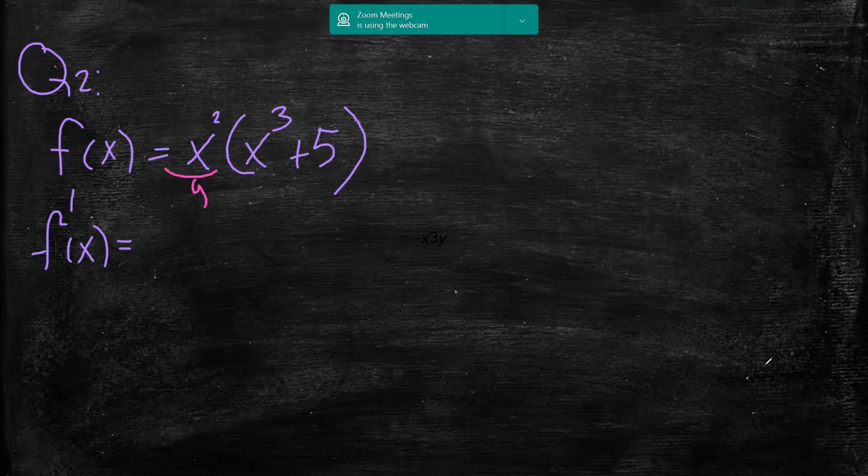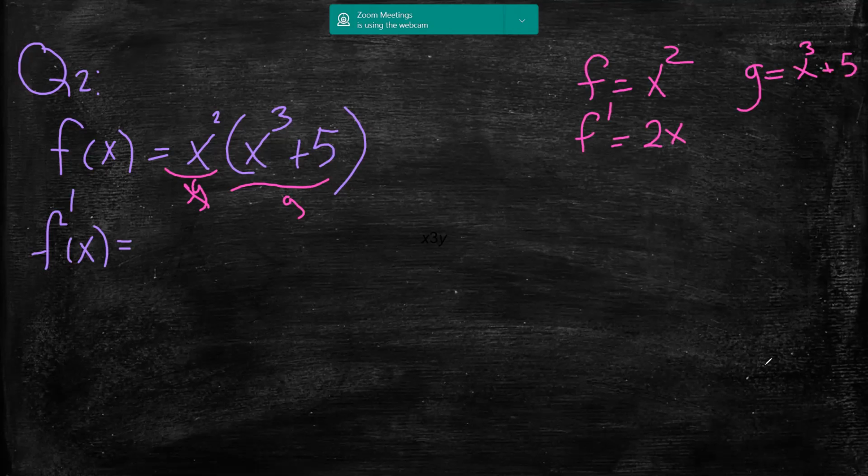This is f and this is g. So if f is x squared, then f prime will be 2x. And since I assumed g as x cubed plus 5, g prime will be 3x to the power 2. And as we use the rule, f times g is f g prime plus g f prime.